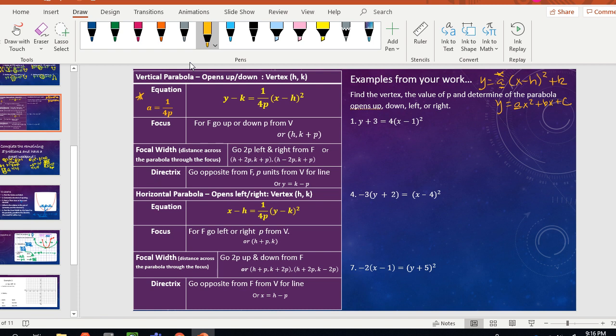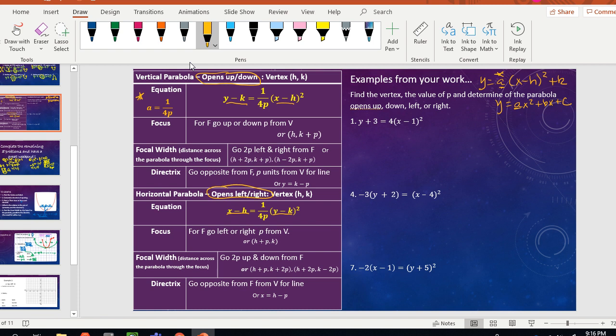Okay, notice we have y minus k and x minus h grouped together. And down here, the x minus h came first. The y minus k is being squared. So the one where y is not squared means it opens either up or down. And where x is not squared, it opens either left or right.